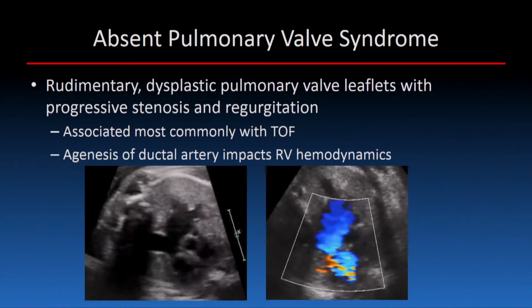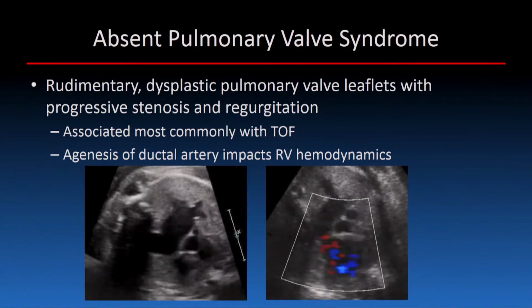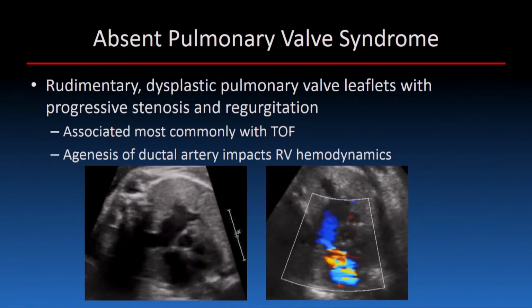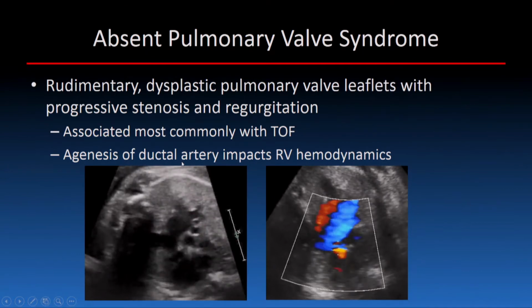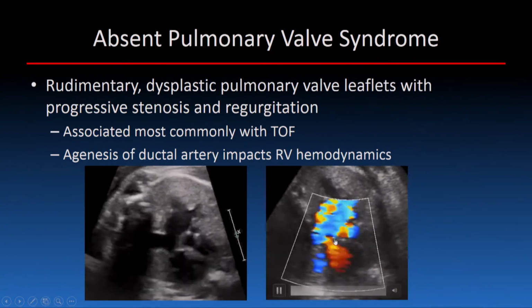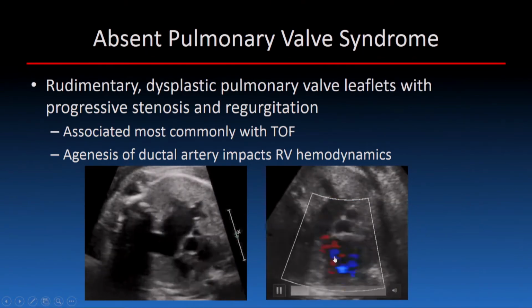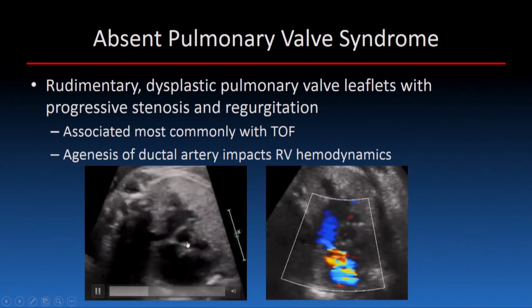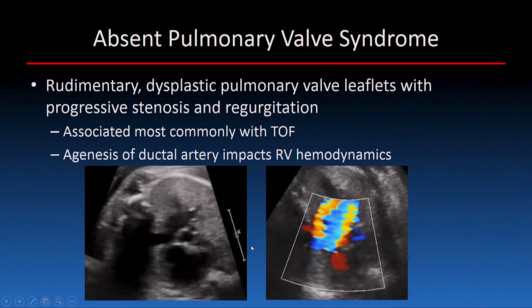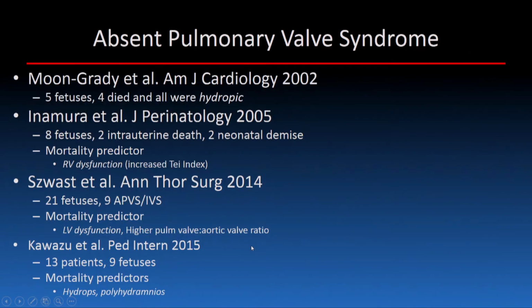And the agenesis of the ductus arteriosus increases the RV afterload and alters hemodynamics. And as you can see here, you have these dysplastic pulmonary valve leaflets resulting in a to-and-fro flow pattern across that pulmonary valve, with pulsatile dilated branch pulmonary arteries that can lead to various complications in this condition, even in utero.